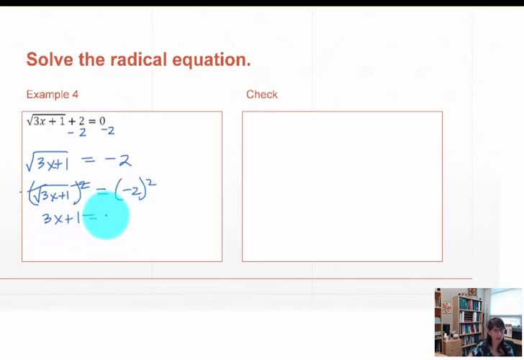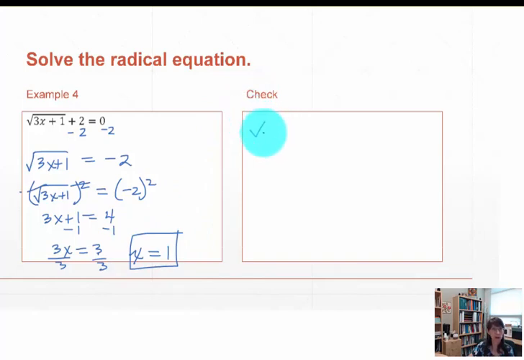Squaring the quantity of negative 2, we end up with positive 4. This time it's back to being a linear equation, so we like these. They're a little faster to solve. And we end up with 3x now equals 3, divide by 3. So it looks like x might equal 1. Let's check it and see if it works.